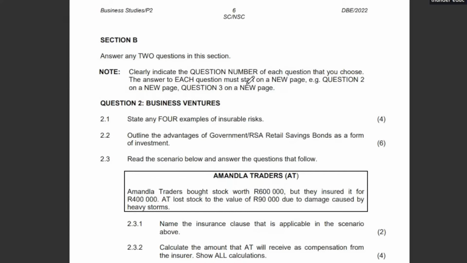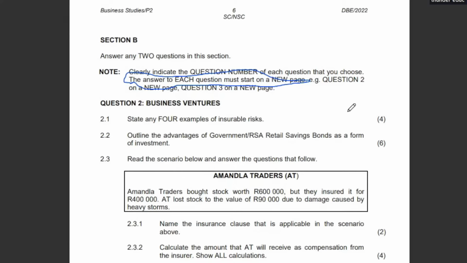The answer to each question must start on a new page. And this one, you must underline it. It should start on a new page. And most of you grade 12s, I know when it comes to following instructions, it's a problem. You don't follow instructions. And following instructions is one of the exam questions, because the moment you fail to follow instructions, then already you are going to be affected.